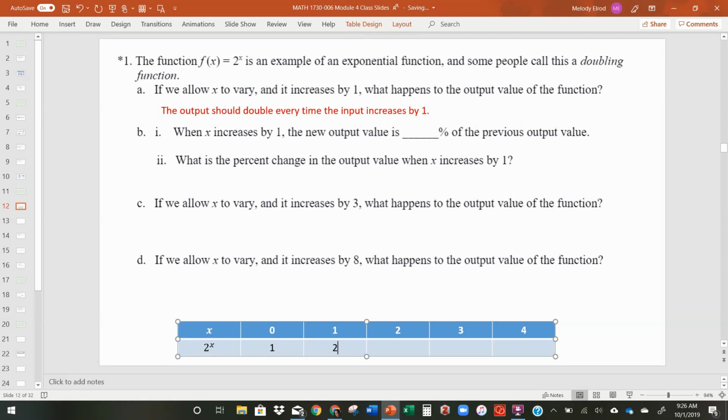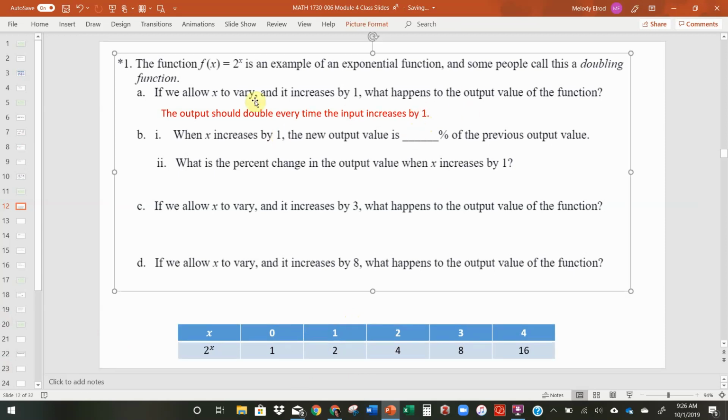2 to the first is 2. 2 to the second is 4. 2 to the third is 8. 2 to the fourth is 16. So when the input increases by 1, from 0 to 1, what happens to the output? The output value, 2 is what percent of 1? 4 is what percent of 2, etc.?